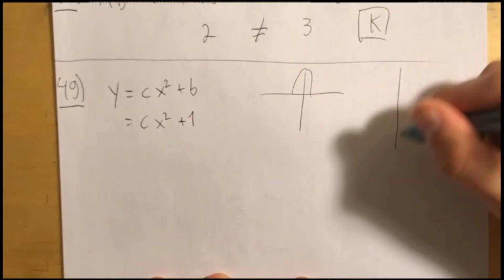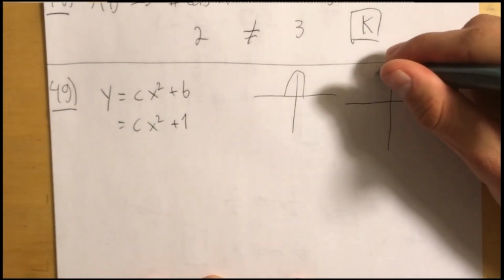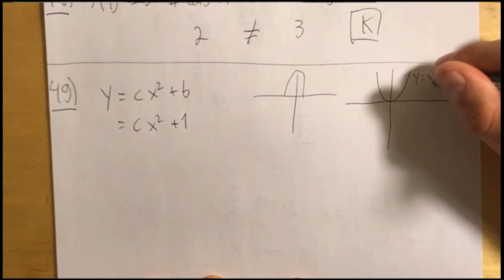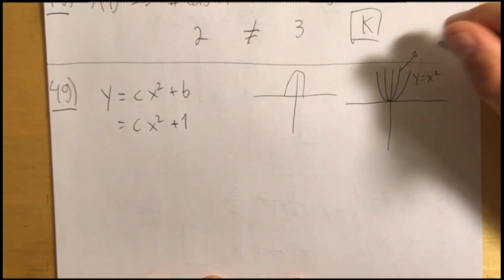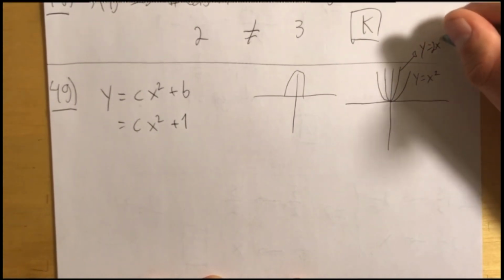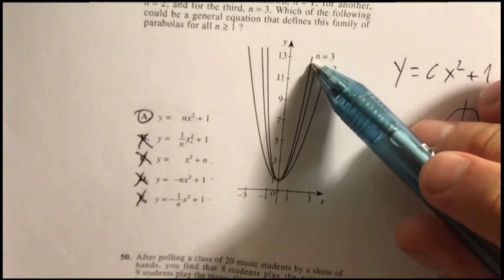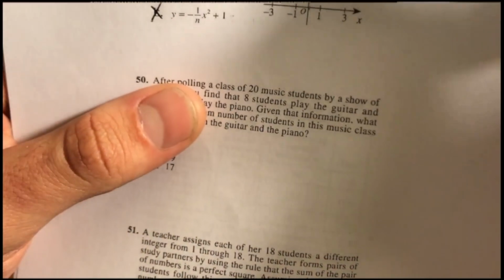And the last thing is, the steeper the parabola, the greater c is. So let's say if this is y equals x squared, this will be y equals 2x squared. And then here you can see that as n increases, the parabolas do get steeper. So then the option is A. Because if it was B, it would be inversely proportional. So as n increased, they would have to get wider and more open.